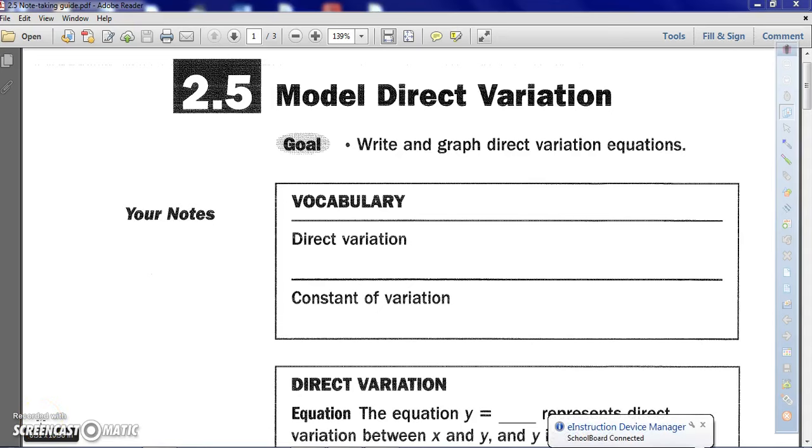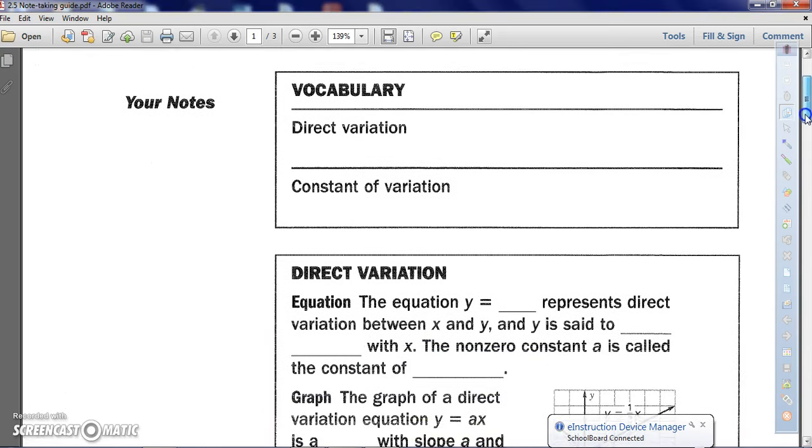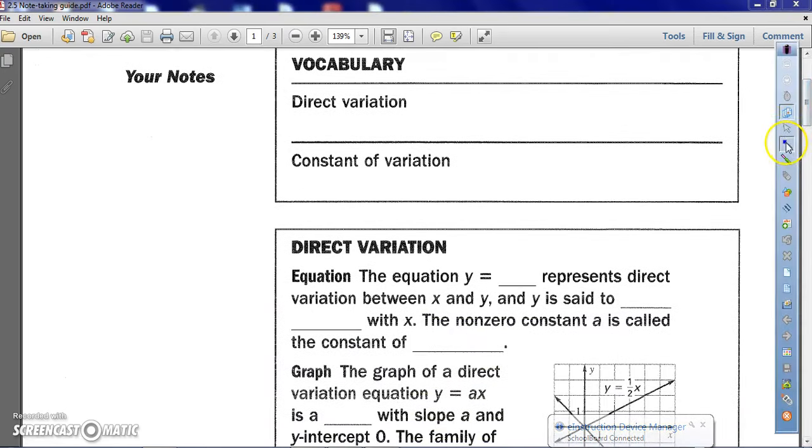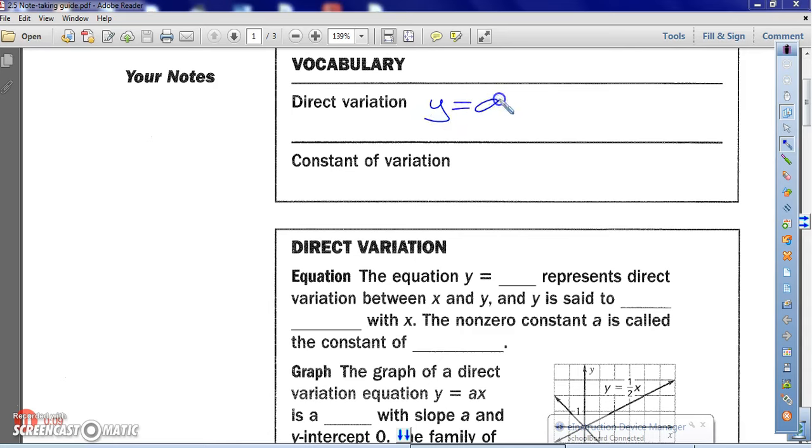This is section 2.5, modeling direct variation. In the vocabulary here, we're going to start out by defining direct variation. A direct variation is a linear equation that looks like y equals a times x.